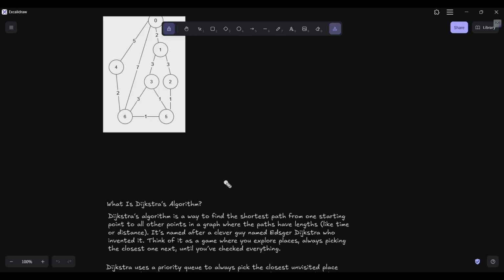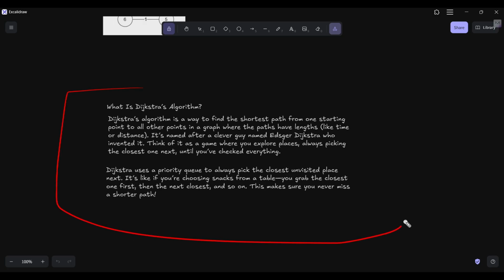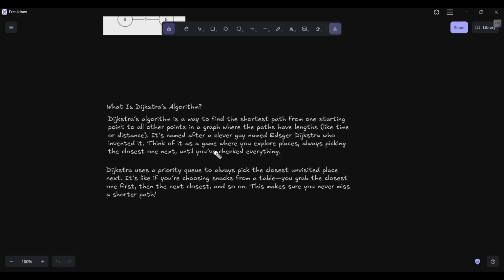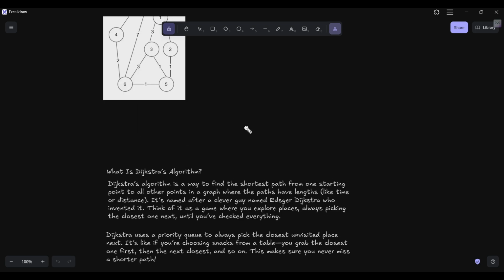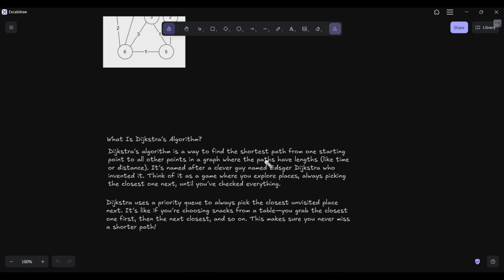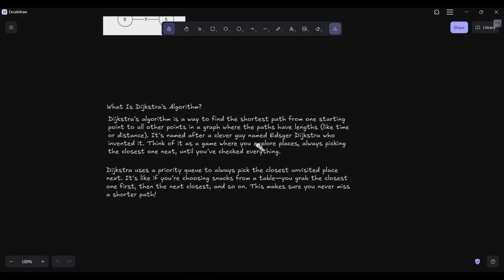So let's understand what the Dijkstra algorithm is. I have written here what the Dijkstra algorithm is. Dijkstra algorithm is a way to find the shortest path from one starting point to all other points in a graph. So you can find from 0 the shortest path to all the nodes. The edges could be distance, or time; here we have time, the edges are representing time. It was named after Edsger Dijkstra, who invented it.